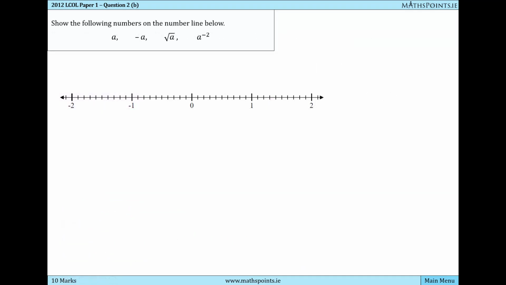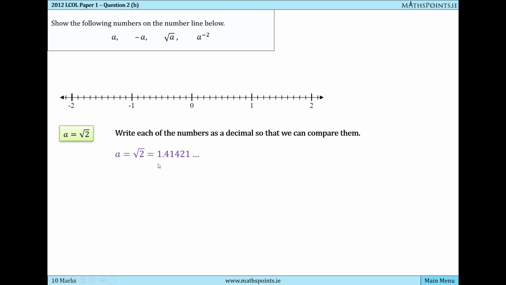The B part of the question then asks us to show the following numbers on the number line below. So a, minus a, root a, and a to the power of minus 2. Now remember, a is still the number root 2. To see where exactly they lie on the number line, we're going to change them into decimals so that we can compare them and accurately place them on the number line. So a is root 2, which is 1.41421. Remember that that decimal goes on forever.